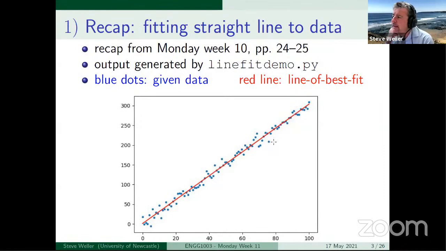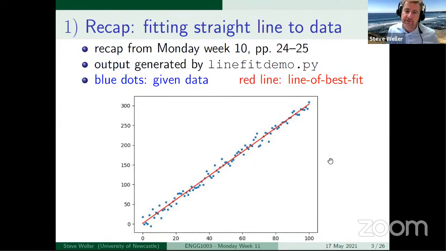And we'll get into some of the interpretation of that line of best fit in a few slides. The recap from a week ago was, and I've given the name of the Python file, line fit demo. I've posted that on Blackboard, and I've also posted it in the questions lectures channel that you can run and reproduce those results.